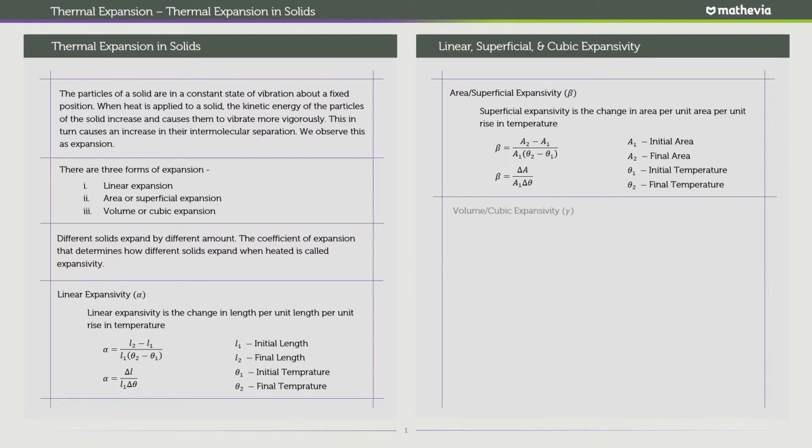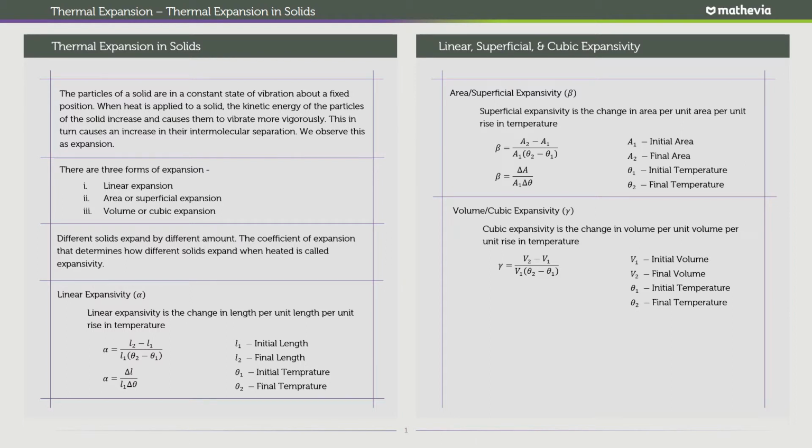Simple, straightforward. Let's do, finally, cubic expansivity. It follows the same idea, but cubic expansivity is the change in volume per unit rise in temperature. We represent it with gamma. So gamma equals V2 minus V1 divided by V1 times theta 2 minus theta 1, where V1 is your initial volume, V2 is your final volume, theta 1 is the initial temperature, and theta 2 is the final temperature. Just like linear and superficial expansivity, we often write it in this manner: gamma equals delta V divided by V1 delta theta.